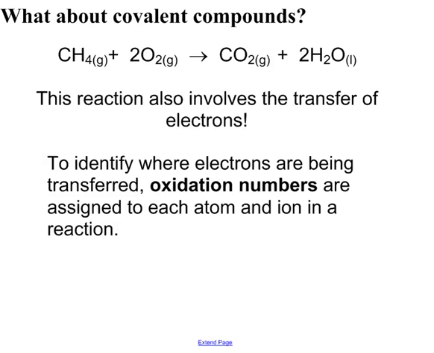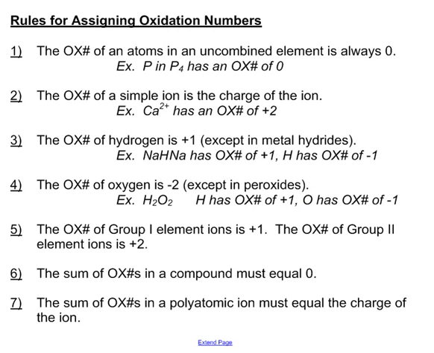So to identify where the electrons are being transferred and where they're moving to, what's getting oxidized, what's getting reduced, we get these fancy terms called oxidation numbers, okay? And they are assigned to each atom and ion within a reaction. So in order to do that, you've got to learn a set of rules. Here are your 7 rules for assigning oxidation numbers. I'm sure you can read. I'll go through each one individually and talk about some examples, and then that's the end of this video.